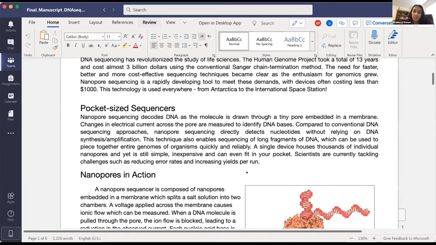This technique also enables sequencing of long reads, long fragments of DNA, which can be used to piece together entire genomes of organisms quickly and reliably. A single device houses thousands of individual nanopores, and yet is simple, inexpensive, and can even fit in your pocket. Scientists are currently tackling challenges such as reducing error rates and increasing yields per run.